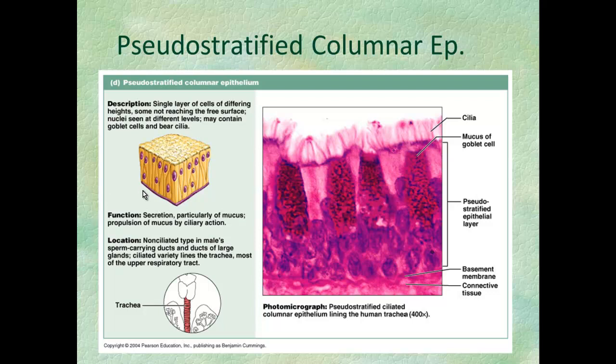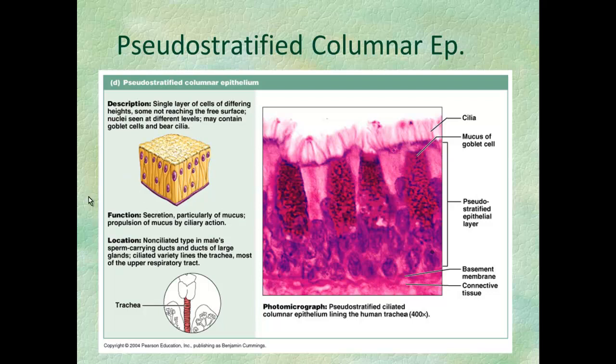All of the cells originate at the basement membrane. In other words, they all touch the basal surface. They all come into contact with the basement membrane. Some of those cells are tall enough that they will actually project upwards and reach the free surface. So you can see that this cell here is tall enough that it reaches the free surface. Some of the cells, however, are smaller and shorter, and they do not project all the way up to the free surface. As a result, the nuclei of these cells are at different levels. Some of them are higher up, some of them are lower down.